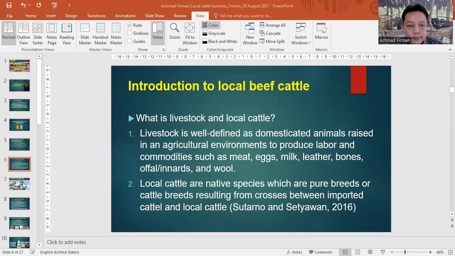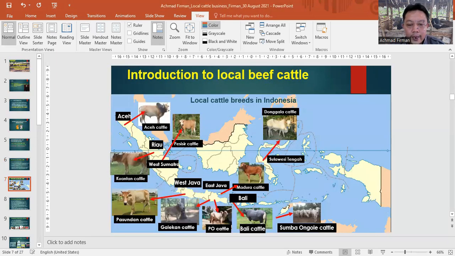Next slide. As I said before, local cattle are purebred or the result of crossbreeding. If you look at the map of Indonesia, you can see various local cattle breeds. Look at the left side, the first. We see Aceh cattle from Aceh province. This is the local cattle from Aceh province. This cattle is the result of crossbreeding between Bos indicus and Bos sondaicus.